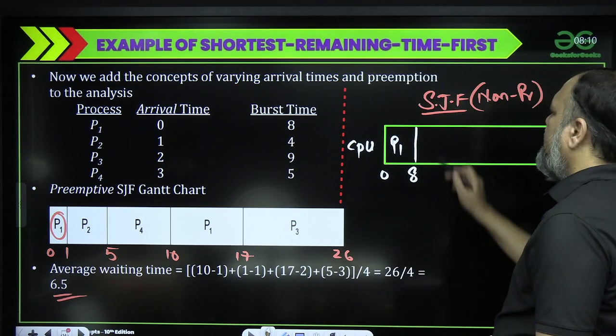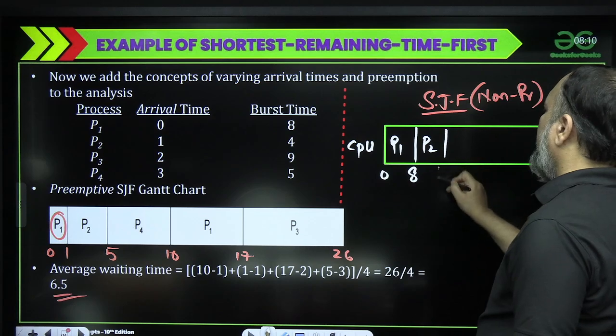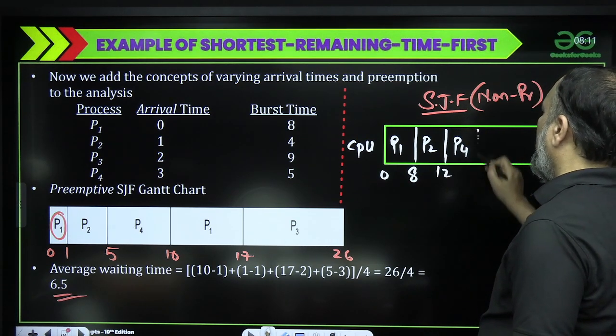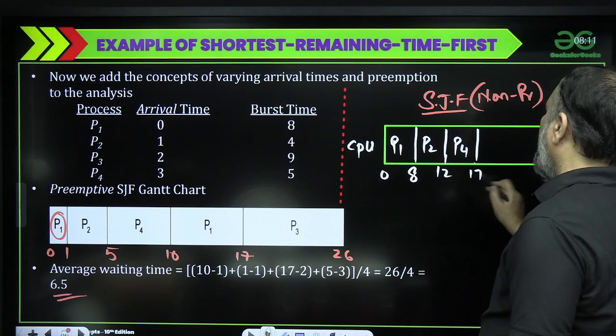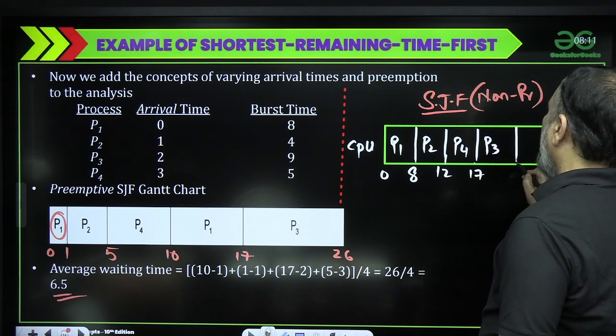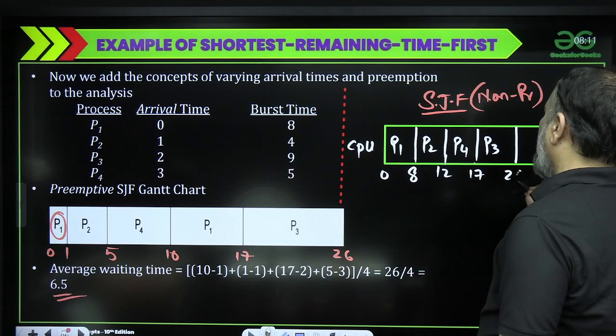After that, we'll take up P2. Need 4 units, so complete at time 12. After that, we take up P4. P4 needs 5 units, complete at time 17. And then finally P3 needs 9 units, 17 plus 9, 26.